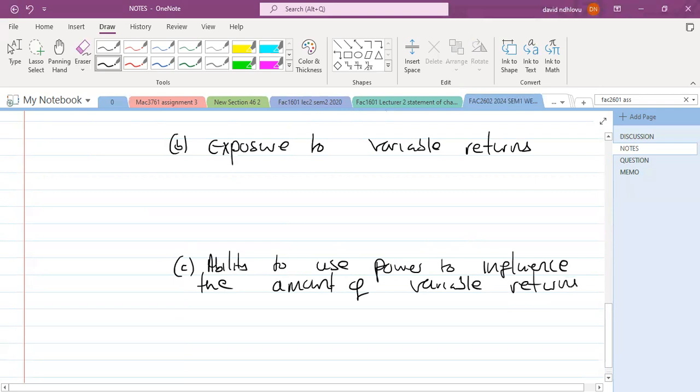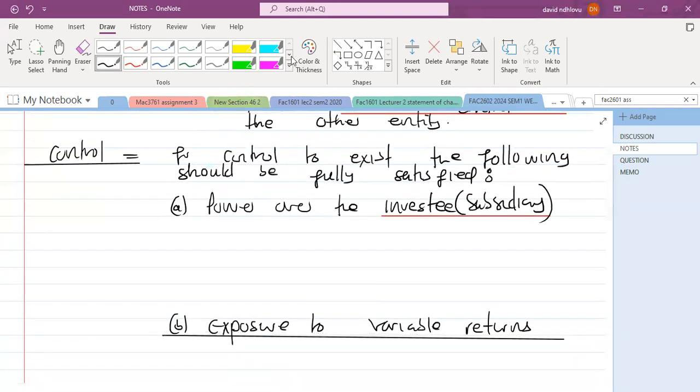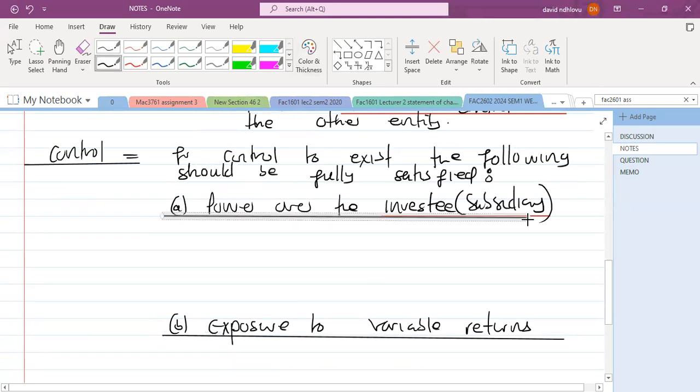Right, so a parent is an entity that exercises control over another entity that we call a subsidiary. The underlying theme is that a parent has got control over another entity. But how is control achieved? Three things must be satisfied. Number 1, power over the investee.